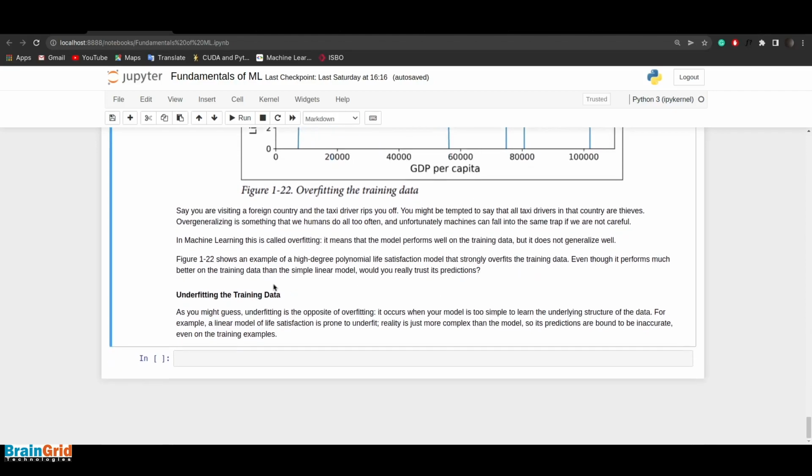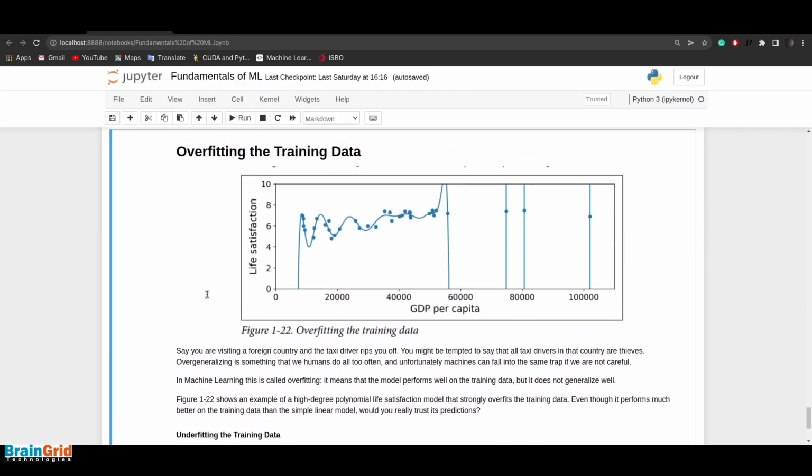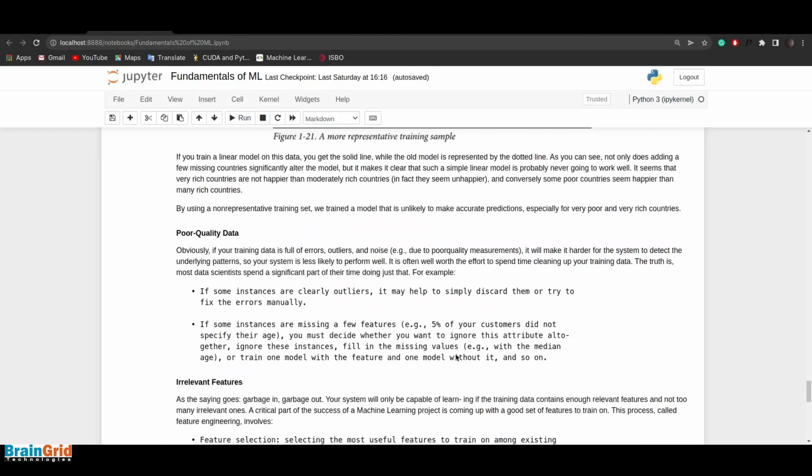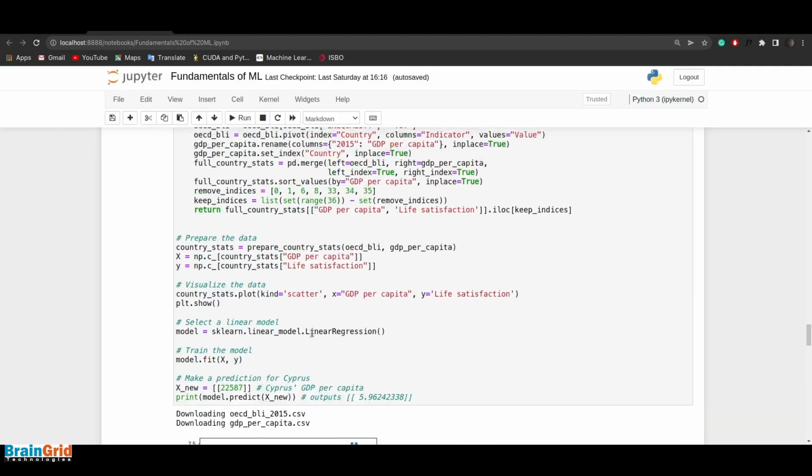Now moving on, we have underfitting the training data. You might have already guessed, it's the exact opposite of overfitting. It occurs when your model is too simple to learn. Now here we created a model, right? This is a pretty simple model.